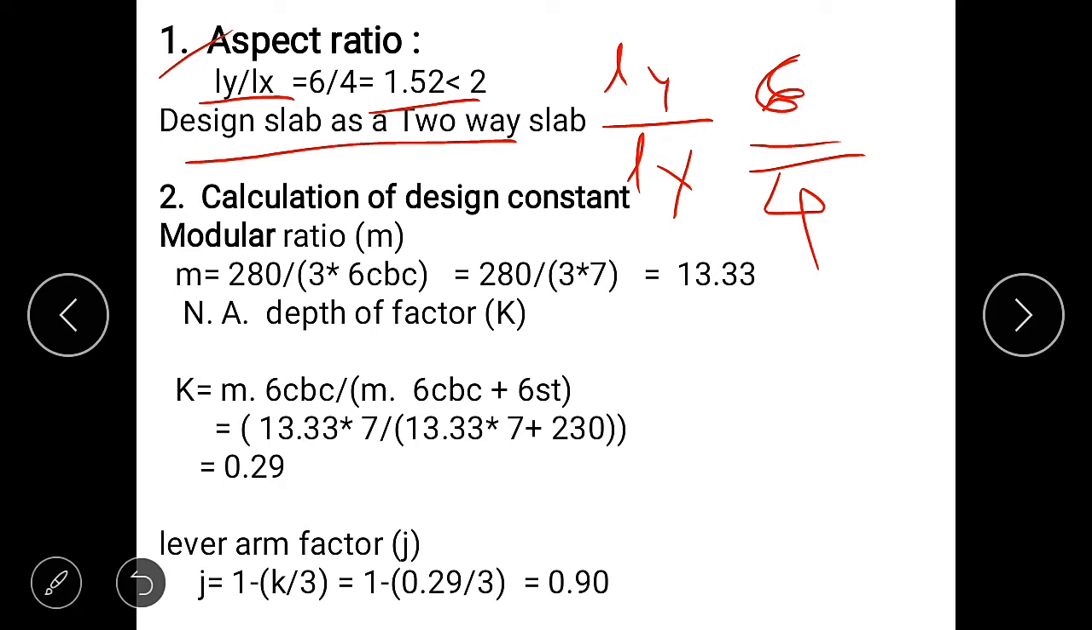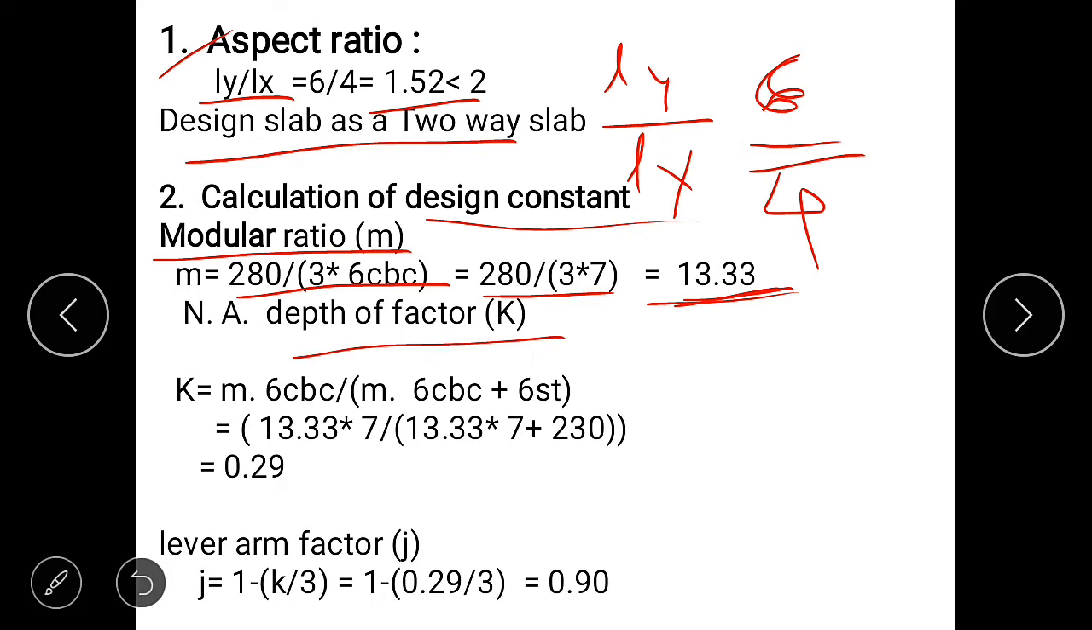Second, we have to find the design constants. First constant is modular ratio. To calculate modular ratio, the formula is 280 by 3 into sigma CBC. Sigma CBC value is 7. So 280 divided by 3 into 7, the answer is 13.33. Modular ratio is 13.33.